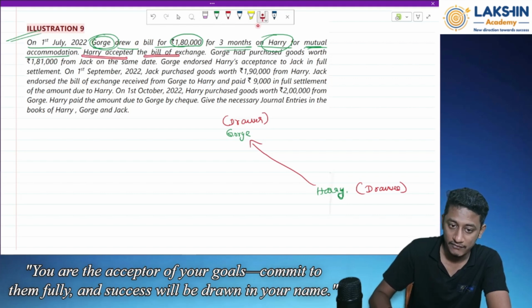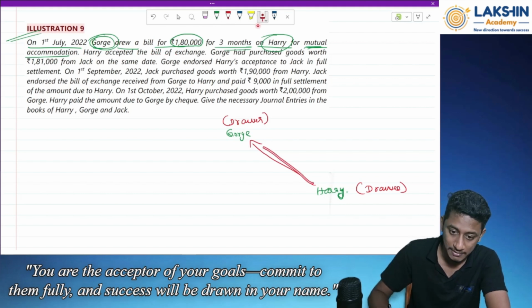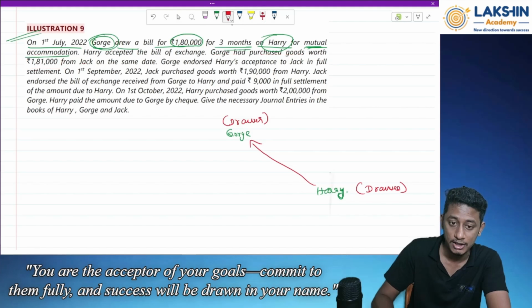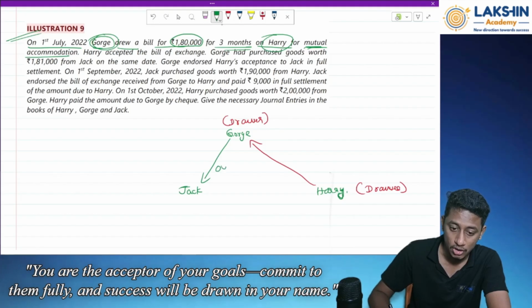Now next what has happened? Harry accepted the bill of exchange. Okay, fine, no issues. So Harry accepted the bill and gave it back to George. George had purchased goods worth rupees 1,81,000 from Jack. Now what has happened? George has purchased some goods from whom? From Jack. So that means George owes money to Jack.